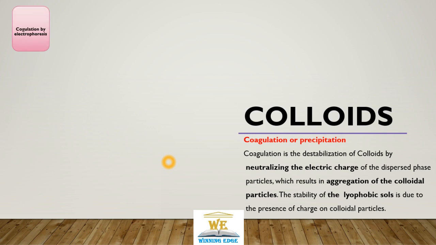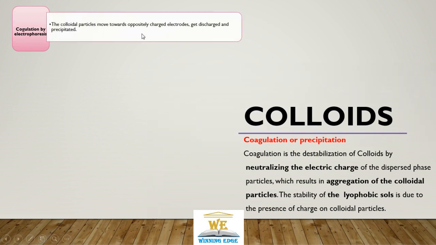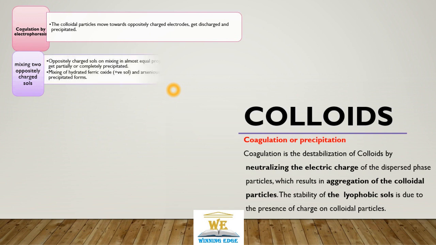We can do coagulation through electrophoresis, as we saw here. The charged colloidal particle will move toward the oppositely charged electrode and get neutralized, and because of that neutralization they get precipitated there. Another way is to neutralize the charges through mixing of oppositely charged sols. If we mix them in the right proportions, we neutralize their charges and get a precipitation. Mixing a ferric hydroxide sol with a negatively charged arsenious sulphide sol brings them down in precipitated form.